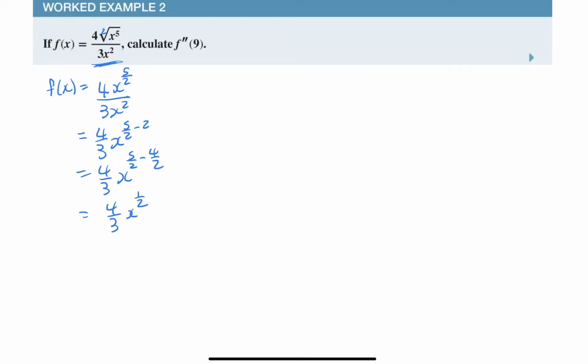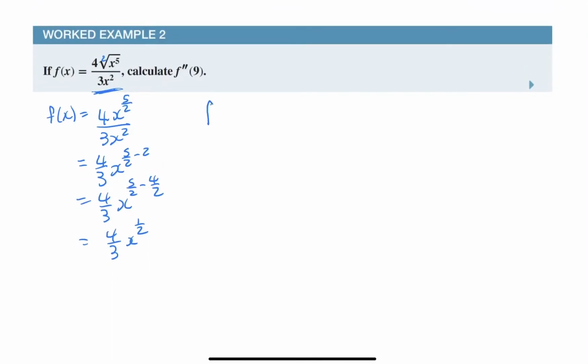So our first derivative, I'm just going to do it next to it. My first derivative f'(x) will equal, the half goes to the front, so it becomes 4 over 3 multiplied by a half. x to the power half take away 1 is negative a half. This is the same as 2 goes into 2 once and 4 twice, so I have 2 over 3 x to the power minus a half.